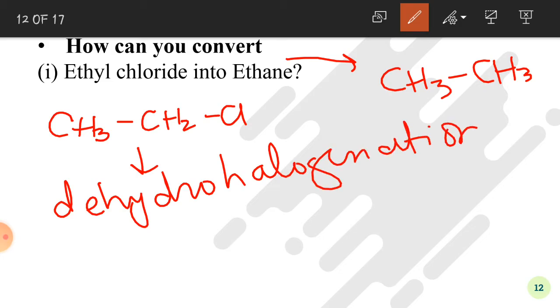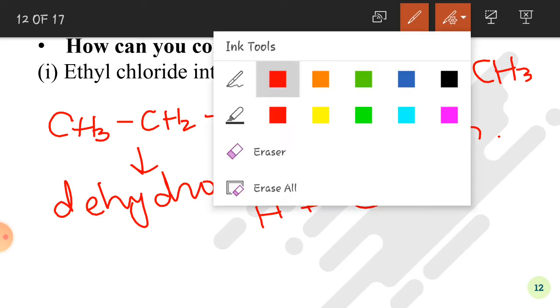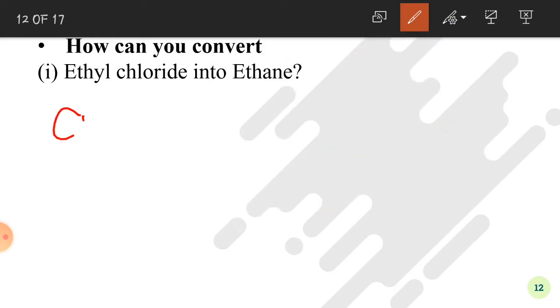dehydrohalogenation. What happens in the dehydrohalogenation? There is the removal of hydrogen as well as the halogen atom. Since the halogen atom here is chlorine, one hydrogen and chlorine will be removed from this chemical substance. So let's do that first.